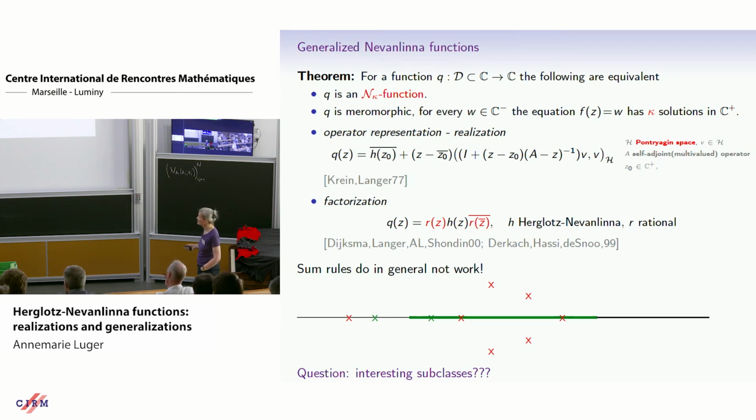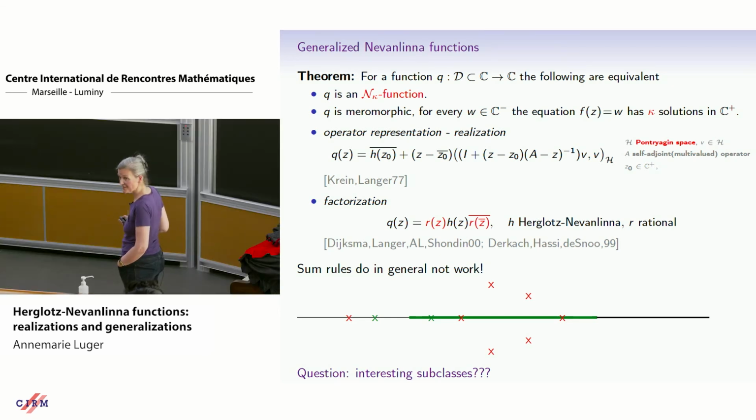And I'm trying to sell these classes to Mats for years. I would like to have interesting examples. So I understand that the whole class is too large, and I understand that these non-real poles make problems. You said that this is not good for the stability. But what about if there are only these exceptional points on the real line?